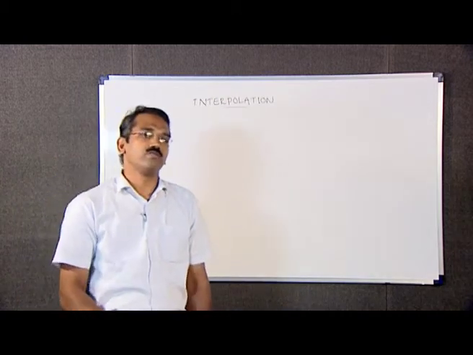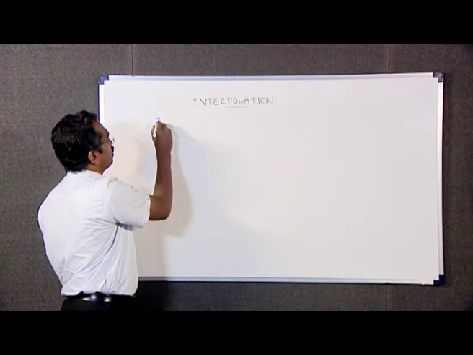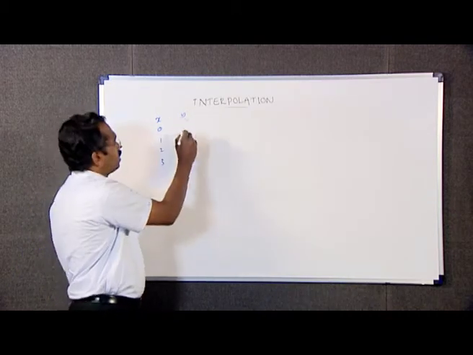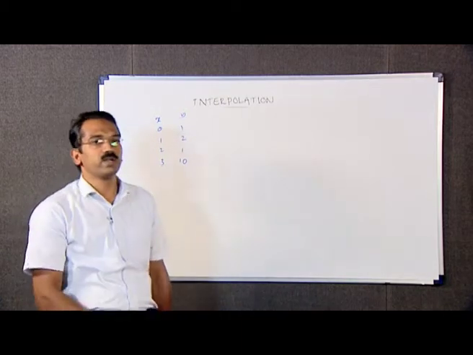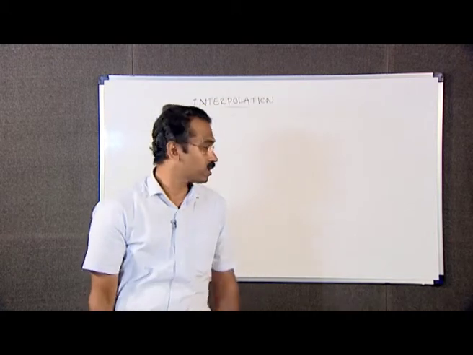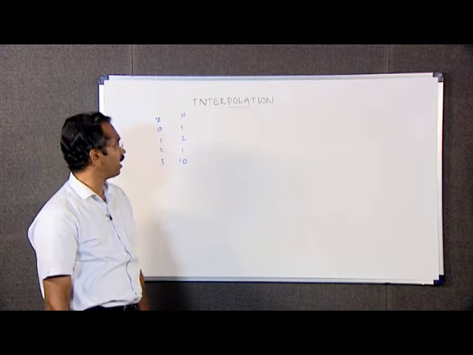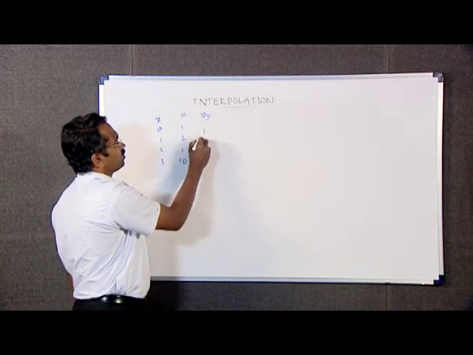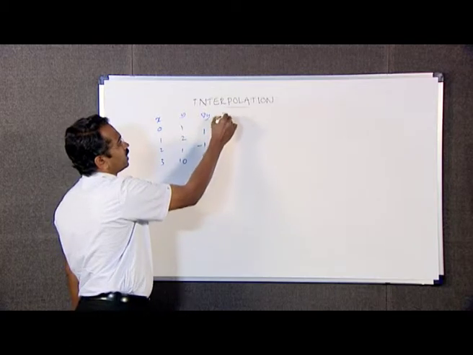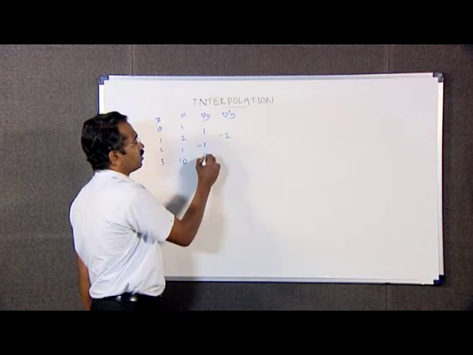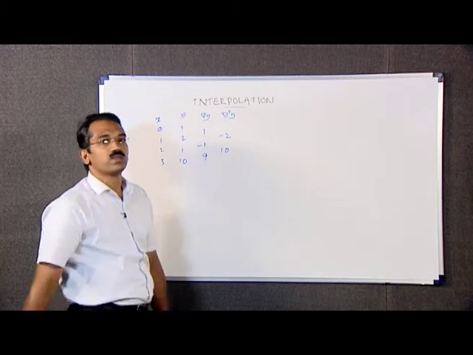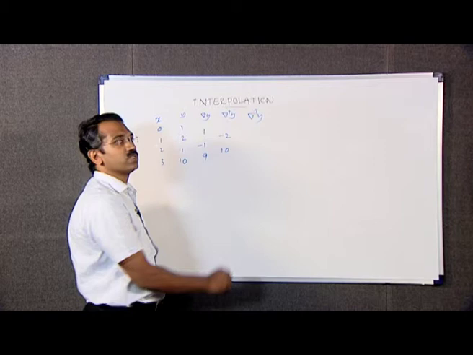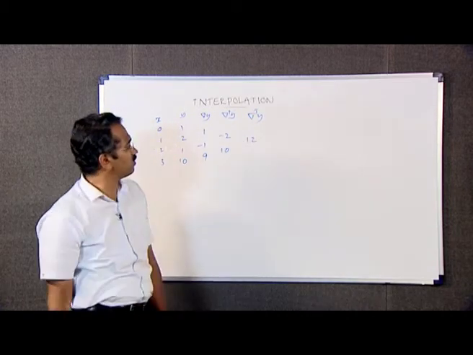For example, if the given data has x values 0, 1, 2, 3 and the corresponding y values 1, 2, 1 and 10, then we can find the corresponding cubic polynomial by using Newton's backward interpolation formula. First of all, we have to construct the difference table. The first differences are 2 minus 1 is 1, this is minus 1, here 9. Second differences are minus 1 minus 1 is minus 2, 9 minus minus 1 is 9 plus 1, 10. The third differences, del cube y, that is 10 minus minus 2, is 12. This is the difference table.